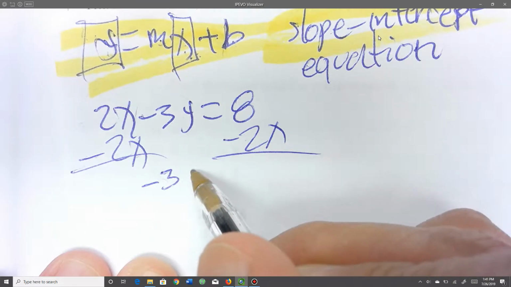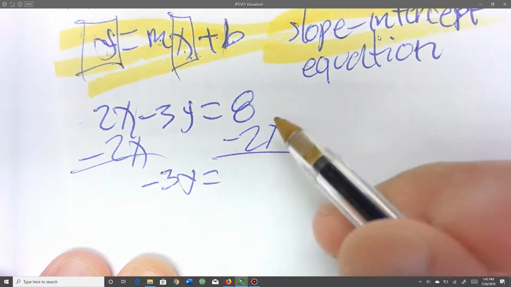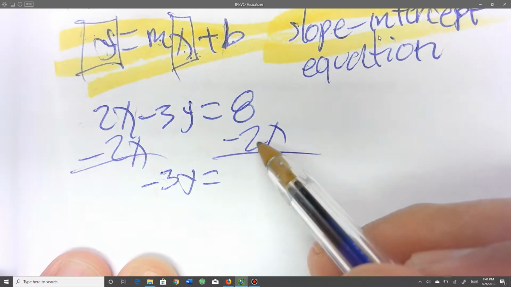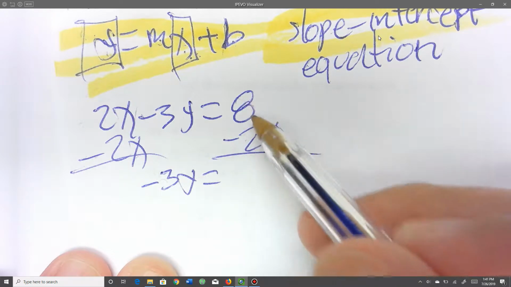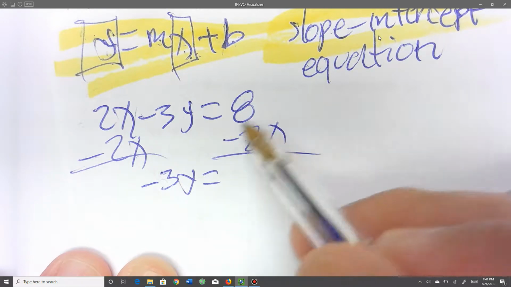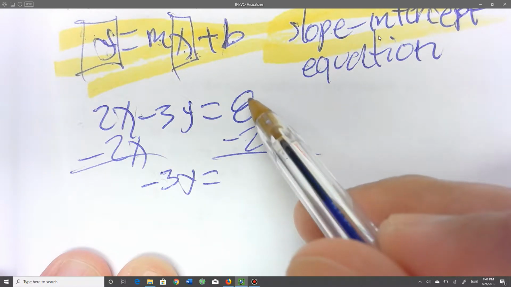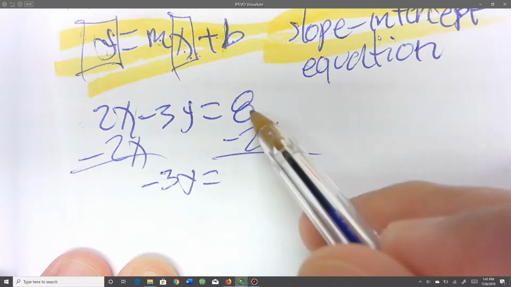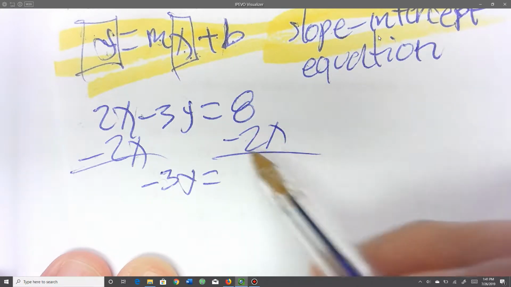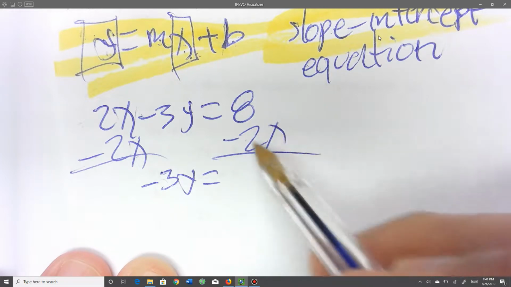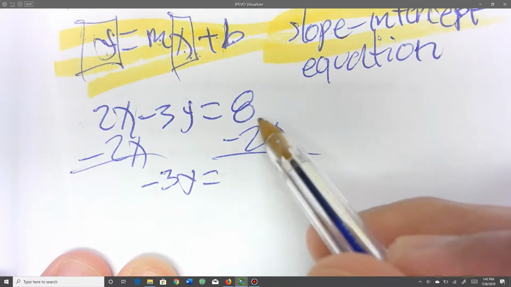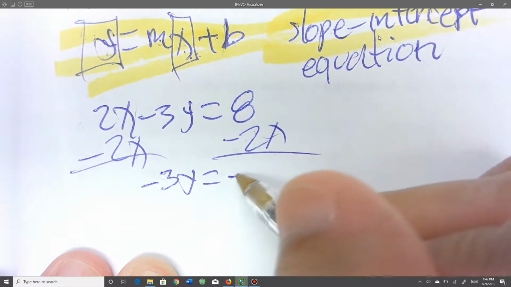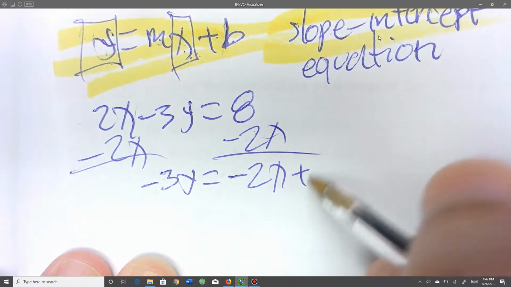Just rewrite negative 3y equals. In this case, you'd be tempted to subtract a minus 2. However, this term is not like this term. These two are unlike terms. This is a constant and this is a variable, except you have two of these variables. That's what this 2 is telling you. So you cannot combine these two together. All you can do is rewrite them.